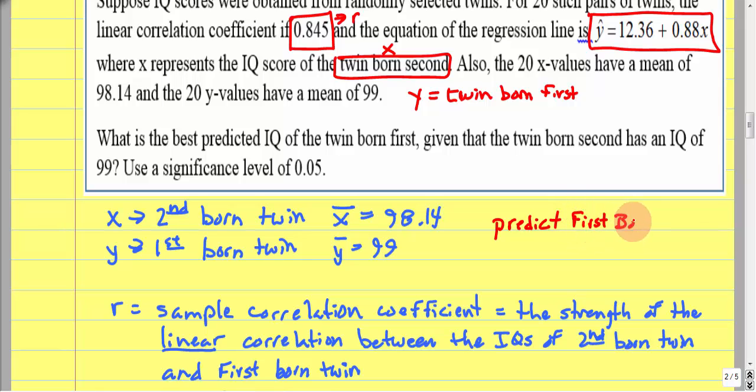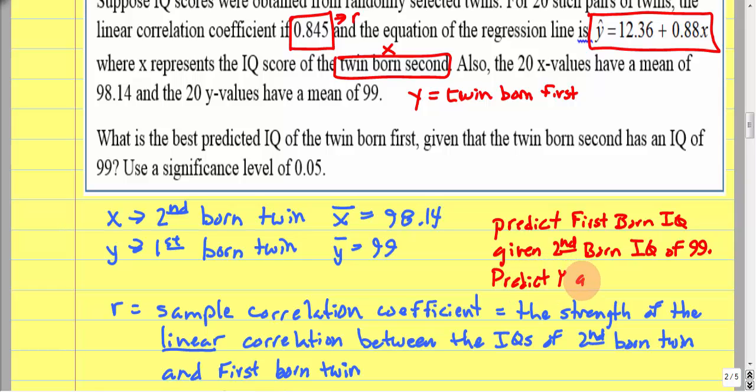So we want to predict firstborn IQ given secondborn IQ of 99. So if we want to put this in terms of X and Y, we want to predict Y hat given X equal 99. Because second-born, again, is our X value.